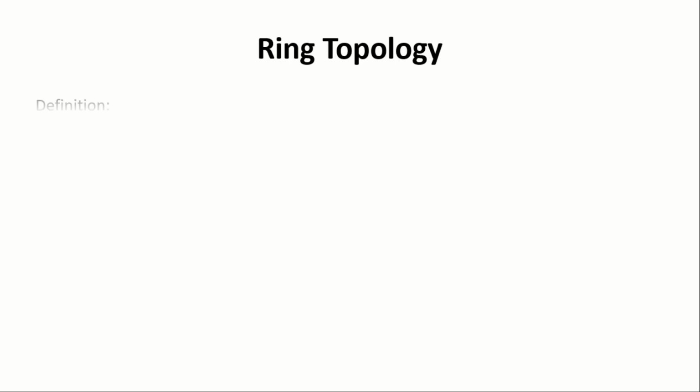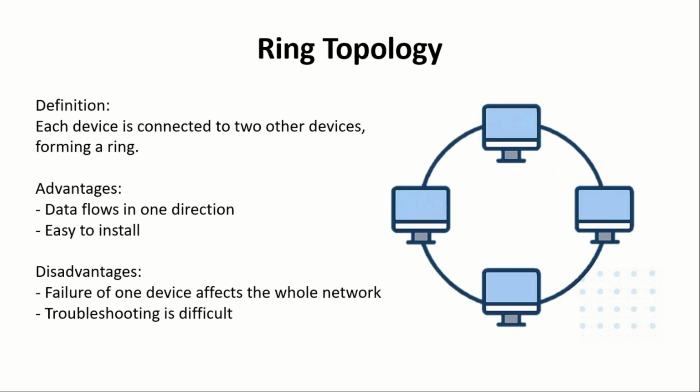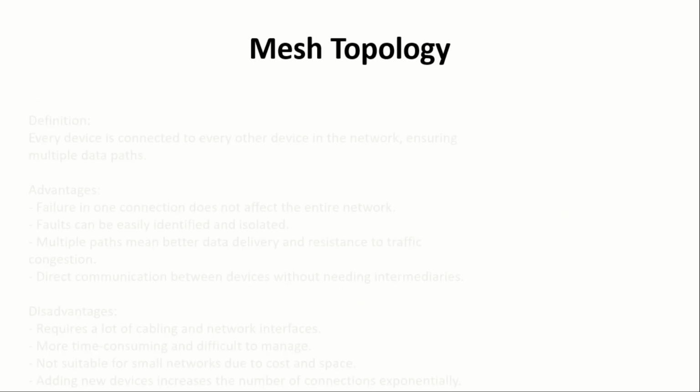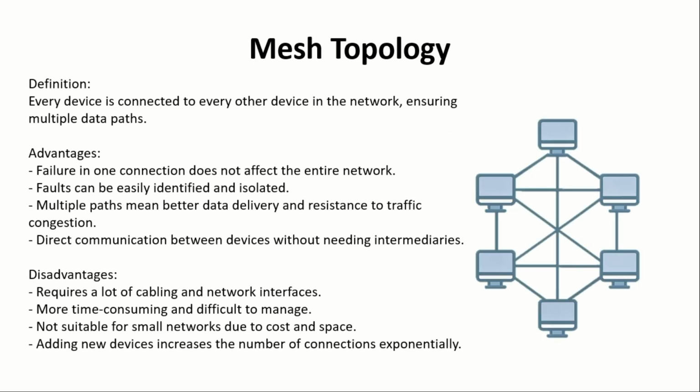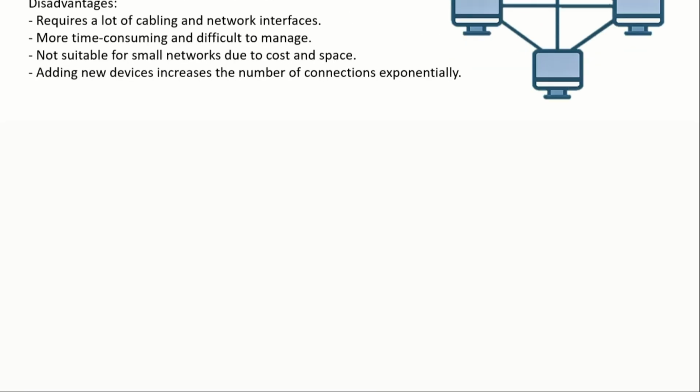In ring topology, each device is connected in a circle, and data flows in one direction, making it efficient. But if one connection breaks, the whole network is at risk. This one's powerful. In mesh topology, every device connects to every other. It's fast, fault tolerant, and secure, but also expensive and complex.